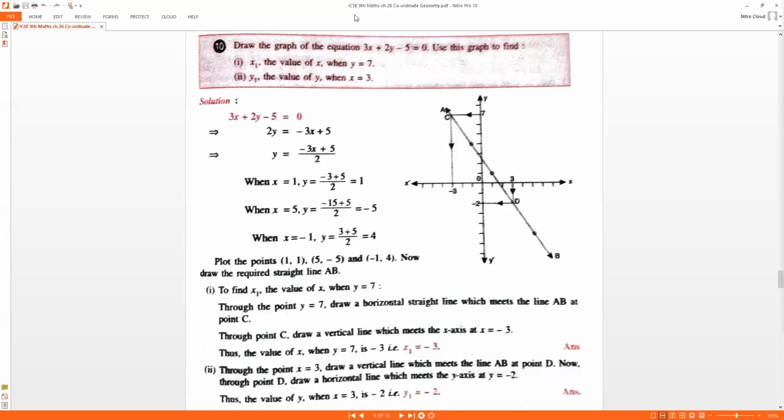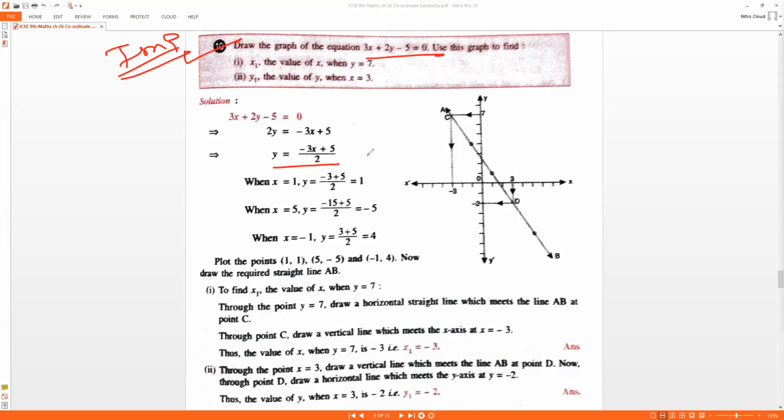Okay. Let me explain this problem now. This is an important one in the sense you have to plot the points, draw the graph of the line, and then you have to answer some questions. So draw the graph of the equation 3x plus 2y minus 5 is equal to 0. The only thing you have to do is rearrange the terms. Okay, it's not always necessary that you have y is equal to this.